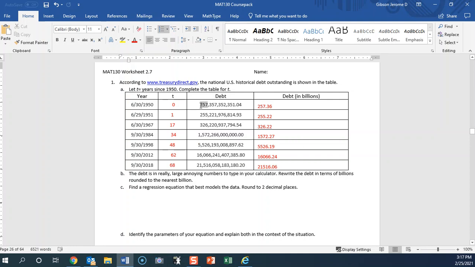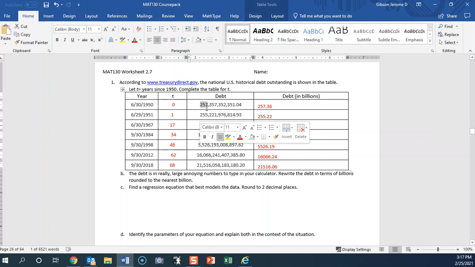Now the billions place is here at this 257. So we look to the digit to the right of that, and if it's five or more, we'll add one. Four or less, we'll leave it the same. So basically, this would be 257 billion. Then with the 255, there's a 2 there, so it'd be 255. And the 326, there's a 2 there, so that'd be 326.